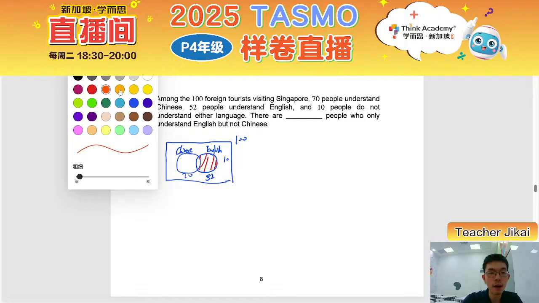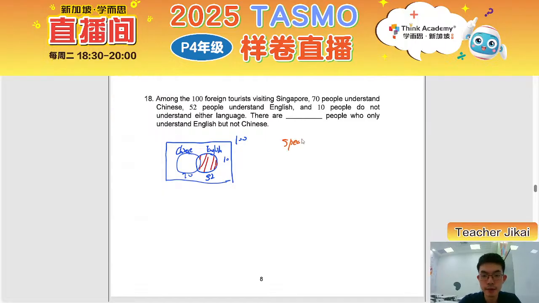First, we can know how many people speak at least one language. It is the total 100 minus those who know nothing. Right. So 10 here. We have 10 stupid guys here. So 90. Right. We have 90 tourists who speak at least one language.